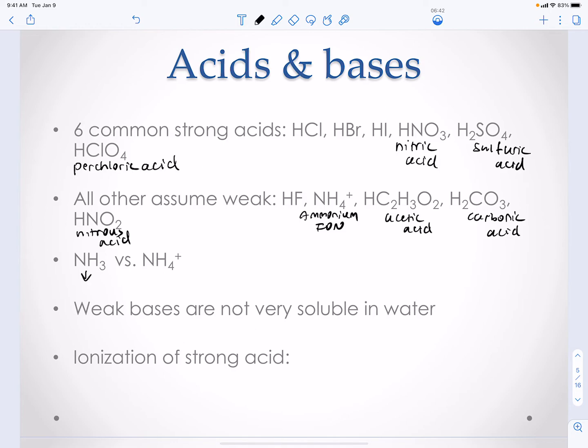Now, ammonia is, as I said before, toxic, and ammonia actually can move around the body, can move through your cell membranes. The ammonium ion is not toxic, and it's charged, so it cannot move into and out of cells because it can't get through the lipid bilayer, whereas ammonia can. So at a physiologic pH in the body, ammonium ion is favored.